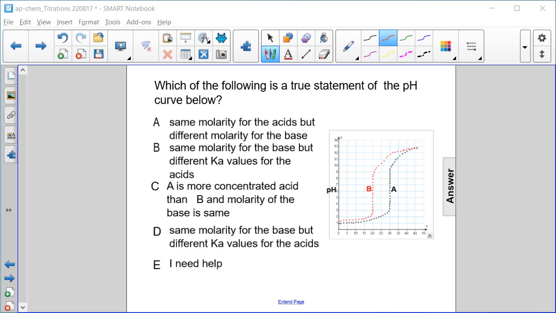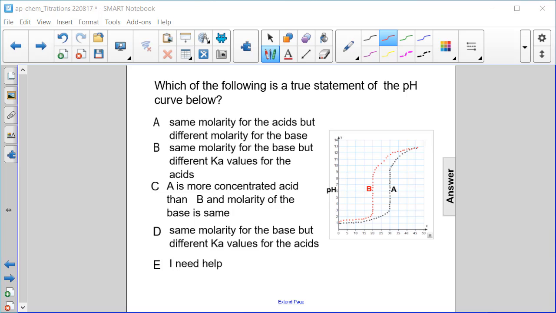Which of the following is a true statement of the pH curve below? So we can look at the pH curve. We have curve A, which starts just below B, and then they end up in the same place. And then B, which starts just above, and they end up in the same place.